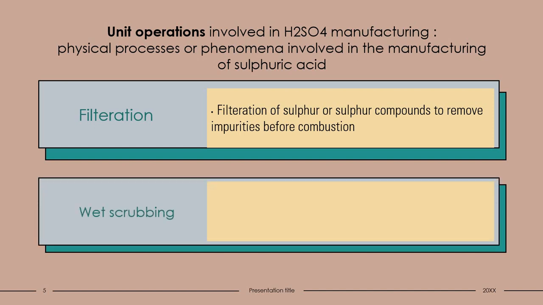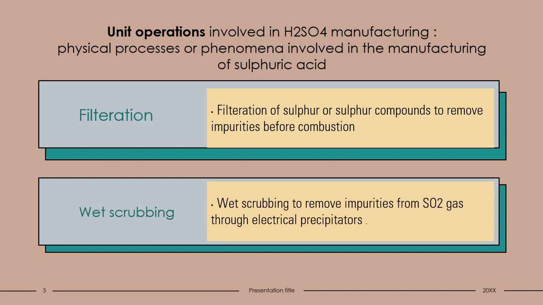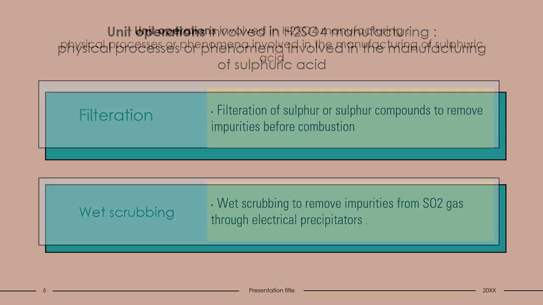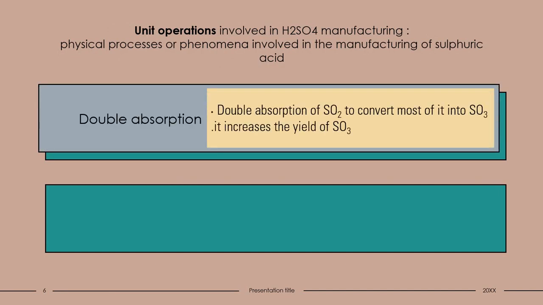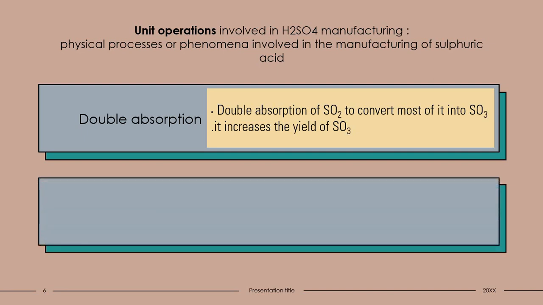Next is wet scrubbing. Wet scrubbing is a process used to remove solid or liquid impurities from a gas by capturing them in another liquid. So wet scrubbing is used to remove impurities from sulfur dioxide gas through electrical precipitators. Next one is double absorption. We employ the double absorption process to remove any gases along with the sulfur dioxide gas so that we can convert most of the sulfur dioxide gas into sulfur trioxide gas. The basic purpose of double absorption is to increase the yield of sulfur trioxide gas.